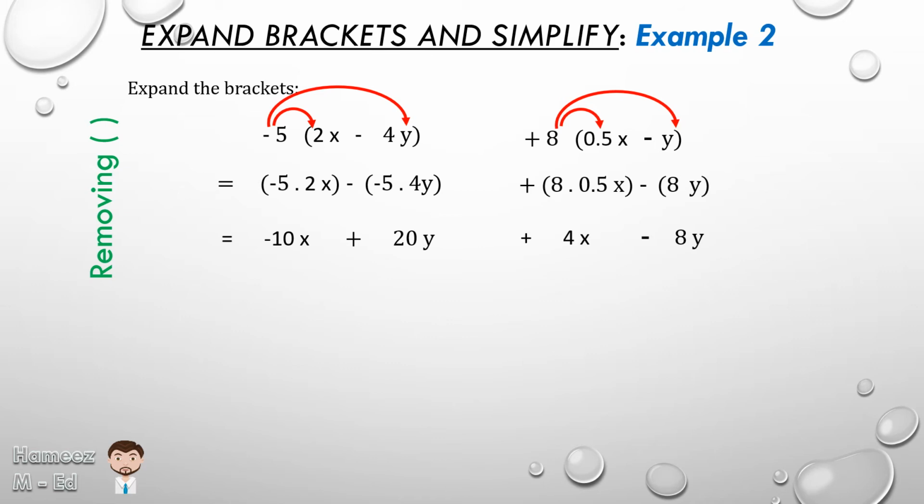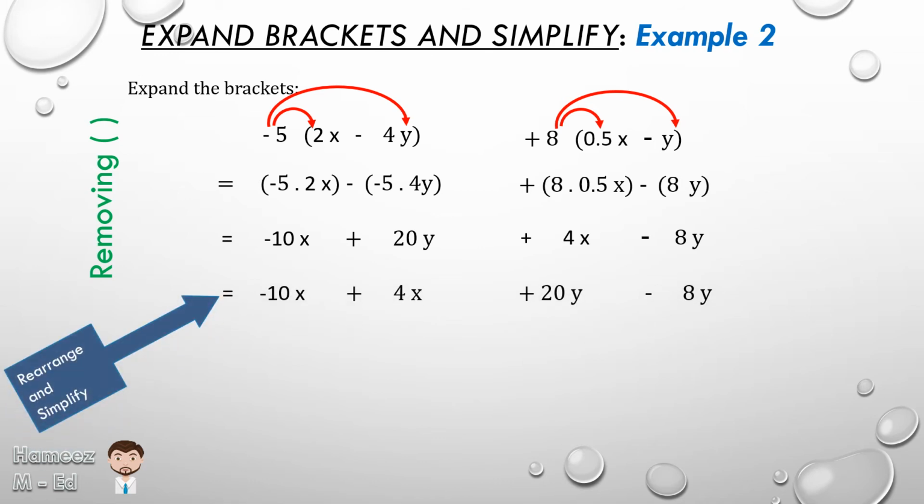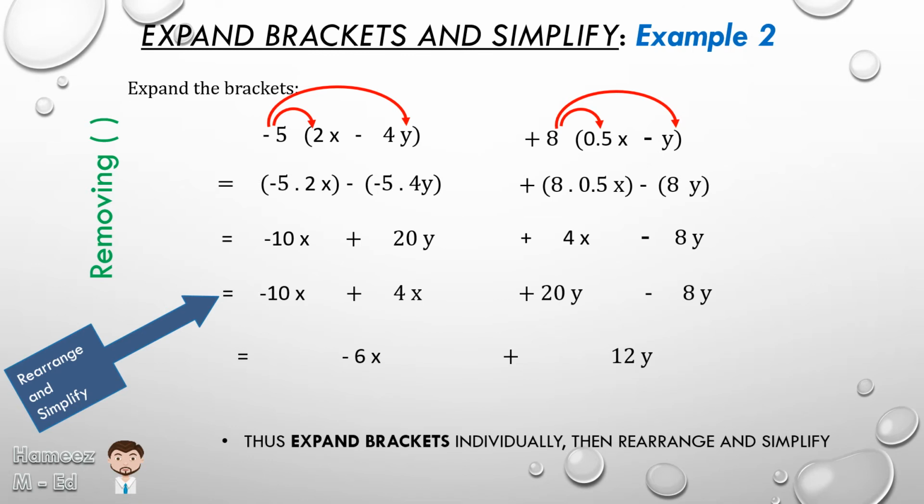Now if we look at this line, we have four terms. Two of them have x's in them and two of them have y's. So we will put the x's together by rearranging and then simplifying. So we get minus 10x plus 4x plus 20y minus 8y. And we solve the question writing minus 6x plus 12y. So we were able to expand brackets by doing them individually, then rearranging the terms and simplifying.